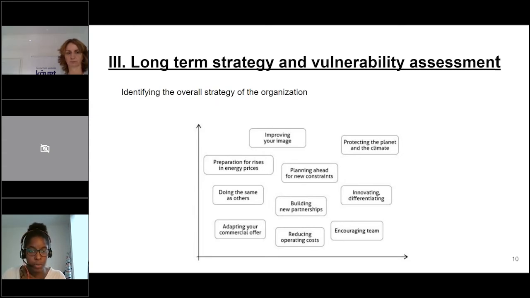So the first thing to do is really to start by identifying the current overall strategy of the organizations in order to present associated opportunities and also to identify the main criteria to carry out GHG emission reductions. For example, for preparing progressions in energy prices or maybe future taxes, reducing operating costs, improving your image.